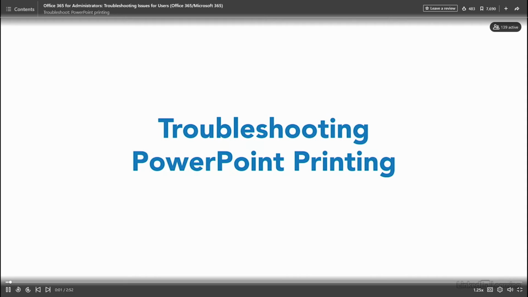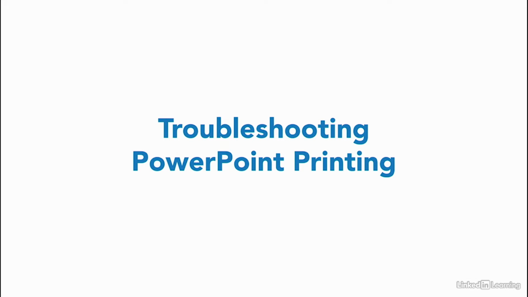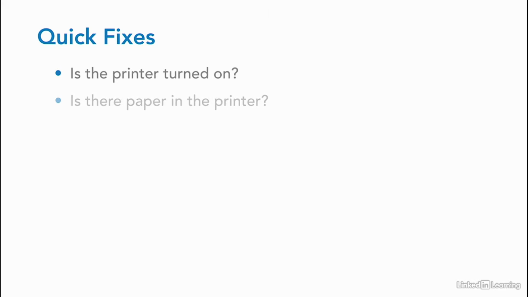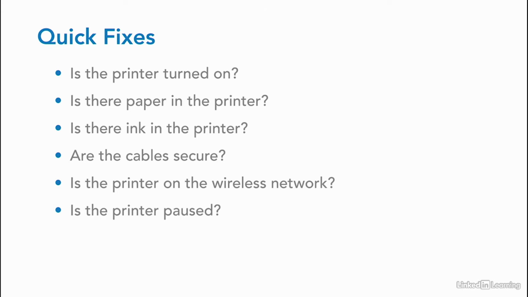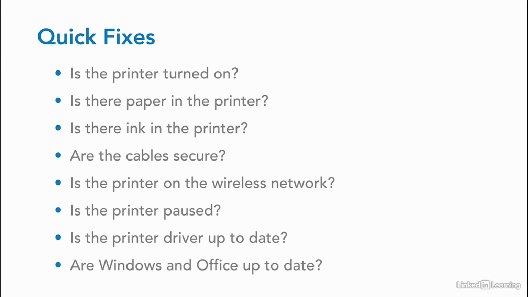There may be times when your presentation will not print or print the way that you intended it to print. Let's start off with the quick fixes to make sure that you can print your presentation. Starting off with, is the printer turned on? Is there paper in the printer? Is there ink in the printer? My printer will not print if even one of the colors is empty. Are the cables secure? Is the printer on a wireless network and is it connected? Is the printer paused? Always check to make sure that the printer drivers are up to date. And if all else fails, then double check to ensure that Windows and Office is up to date. That should take care of printing problems.